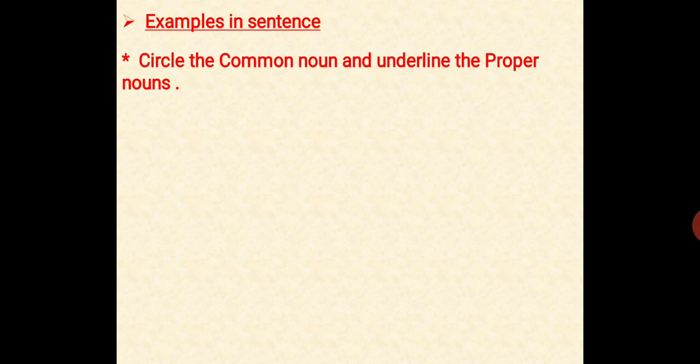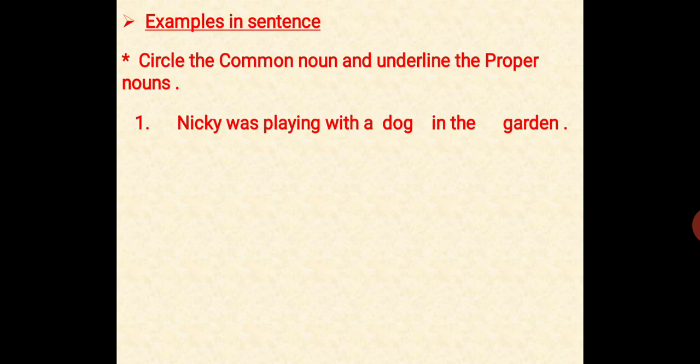Let's see the sentences. First sentence is: Nikki was playing with a dog in the garden. Whenever you read the sentence, just pick out how many nouns are there in the sentence. Do you know how many nouns are there in the sentence? Yes, there are 3 nouns in the sentence. Which are they? Nikki, dog, and garden.